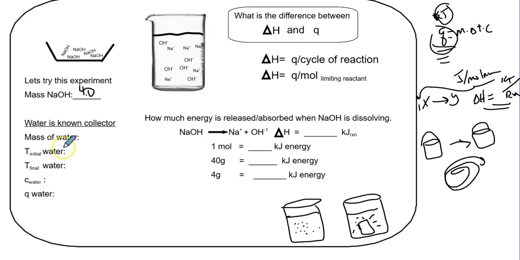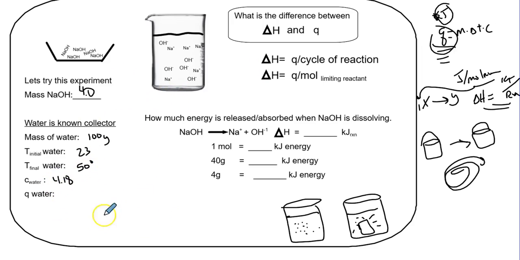So in this case, the mass of the water, let's go with 100 grams. Temperature of water like 23 degrees. And then the final temperature gets up to usually about, let's say, 50 degrees. That's right about where it warms to. And then in this case, we have 4.18. And I want to know what is my delta H for this process.